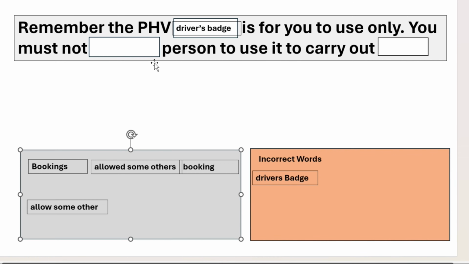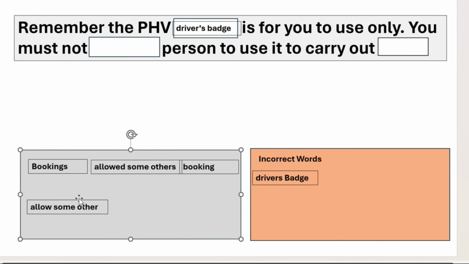So it could be like booking or bookings. So easily we can understand that one is you must not allow some other people or allow some others. Allow some others or allow some other. So what should be the answer? Allow some others or allow some other.